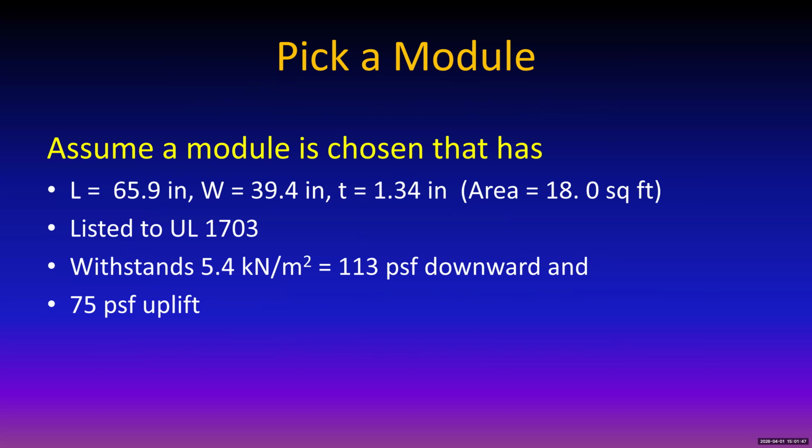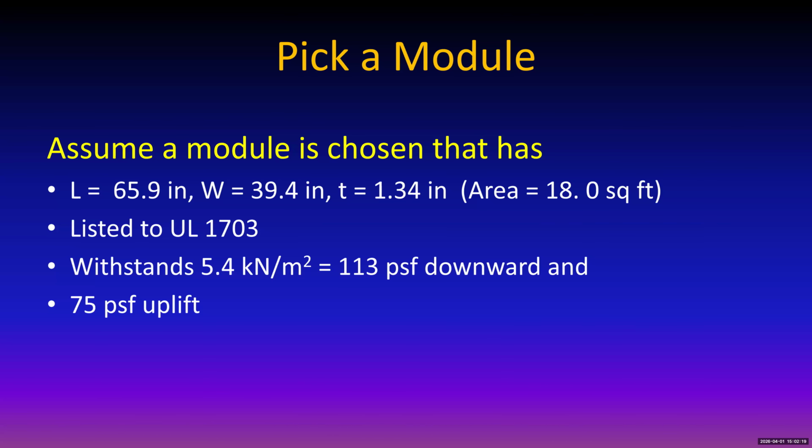Let's just notice this one is about 6 feet by 3 feet, actually more like 2 meters by 1 meter in size, and about an 18 square foot module. Other common modules out there now are 21, 22 square feet, but this is in the range of what's typically out there now. Listed at UL 1703, it will withstand 113 pounds per square foot downward pressure and 75 pounds per square foot uplift.